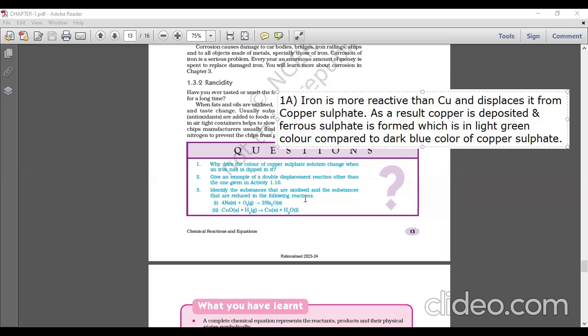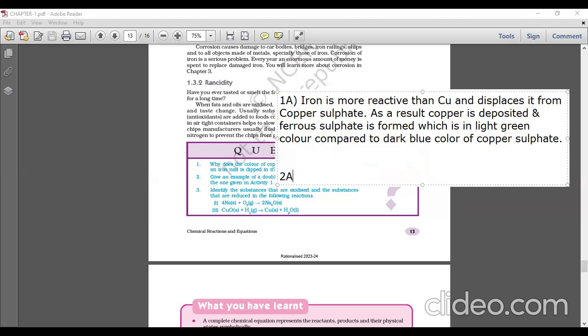And also, give an example of a double displacement reaction other than the one given in Activity 1.10. So he's asking to write another example of a double displacement reaction. There are many examples. So which one may you write? You may write this chemical reaction.